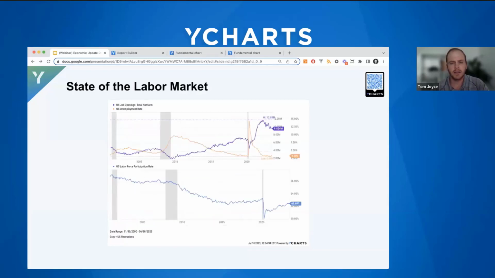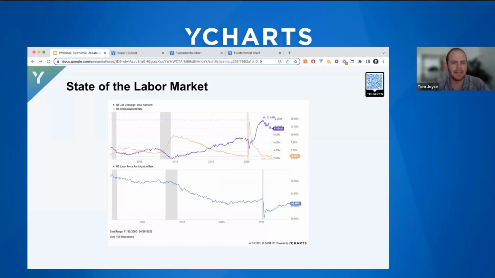And then we'll take a look at the state of the labor market here. At the top, we've got US job openings, total non-farm, and then the US unemployment rate in orange. The big emphasis post-pandemic was that we've got 10 million plus job openings. Well, we're almost there. We're at 9.8. So there are jobs to be filled, and we're flirting with record lows in terms of unemployment. 3.4% is the low. We're currently sitting at 3.6%.